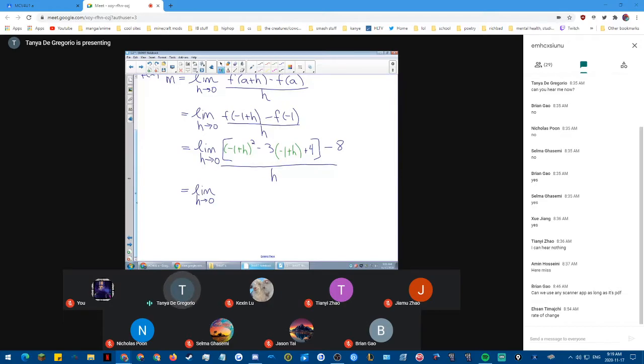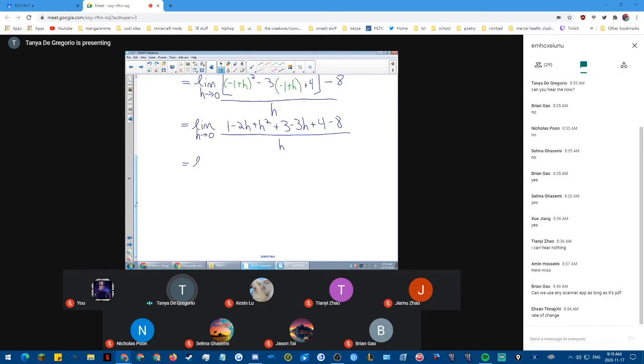Okay, so expanding here, I have negative 1 plus h times negative 1 plus h. So negative 1 times negative 1 is 1, and then I have minus h, which is minus 2h, h times h is h squared. Now I have negative 3 times negative 1, which is positive 3, minus 3h plus 4 minus 8. There's my expansion. Check to make sure you got the same thing. Who can tell me what this cleans up to be? Collect your terms.